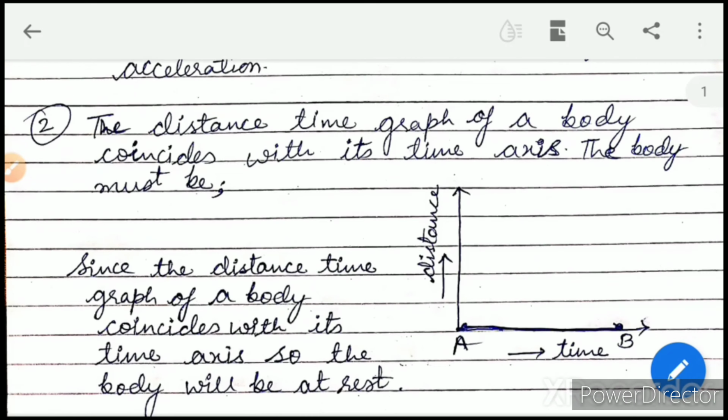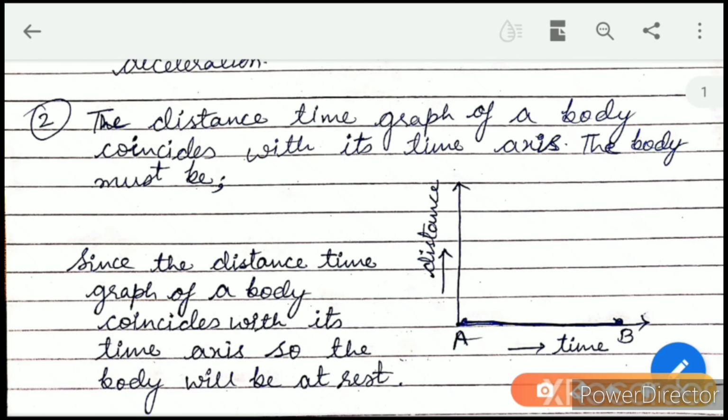Now come to next question. The next question is, the distance time graph of a body coincides with its time axis. You know, time axis is along x axis and distance is taken along y axis. Now it is coinciding, meaning it's overlapping with the time axis. Then the body must be exactly, when time is equal to 0, they are coinciding, that means t is equal to 0, that means the body will be at rest.